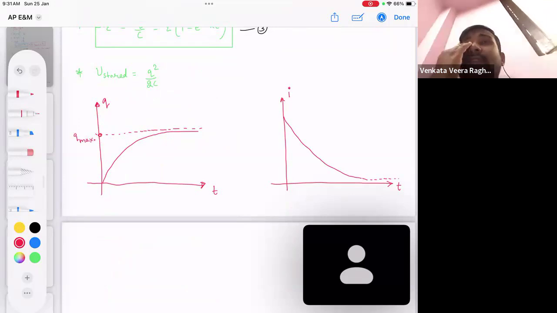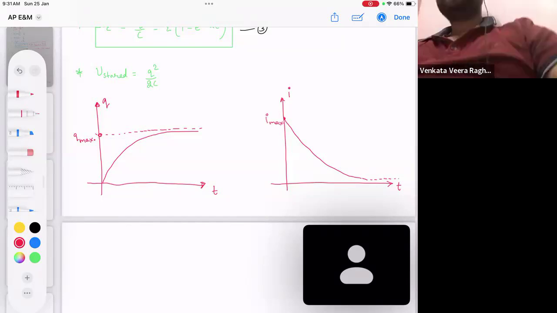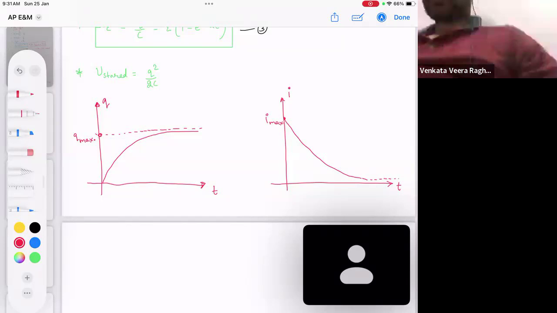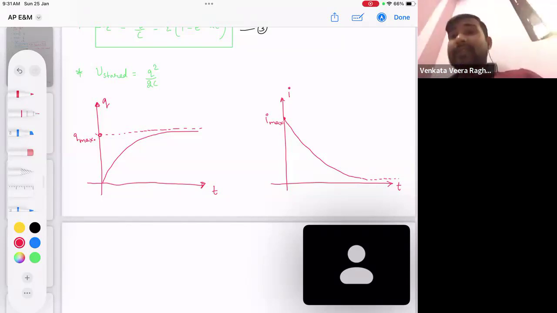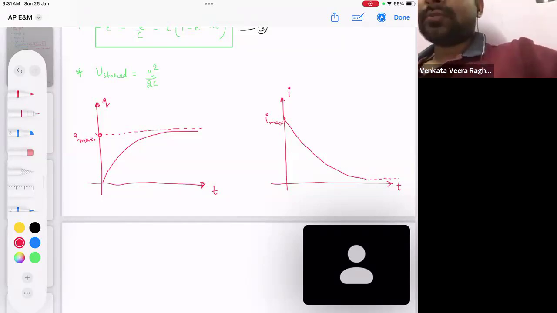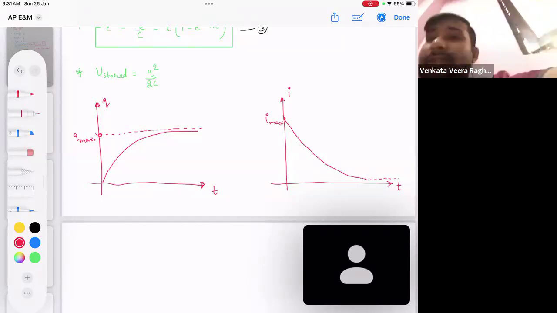I am not writing C because if it is a simple circuit, with one resistor, one capacitor and one battery, then the answer will come as C and you can apply all these formulas. But sometimes not. In that case, what you have to do is draw the circuit at t equal to infinity. You have to draw the steady state circuit to get the answer. Understood?